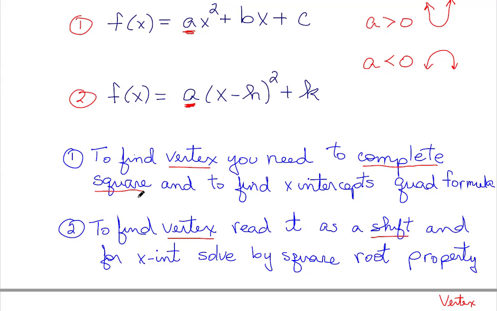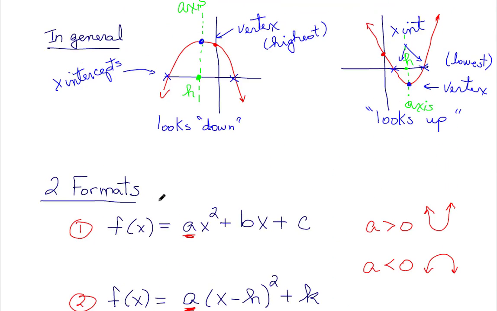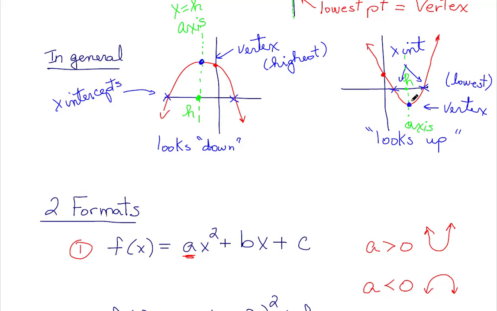So in summary, quadratic functions are U-shaped and they look up or down, and the most important place is the vertex because it's either the highest or the lowest.